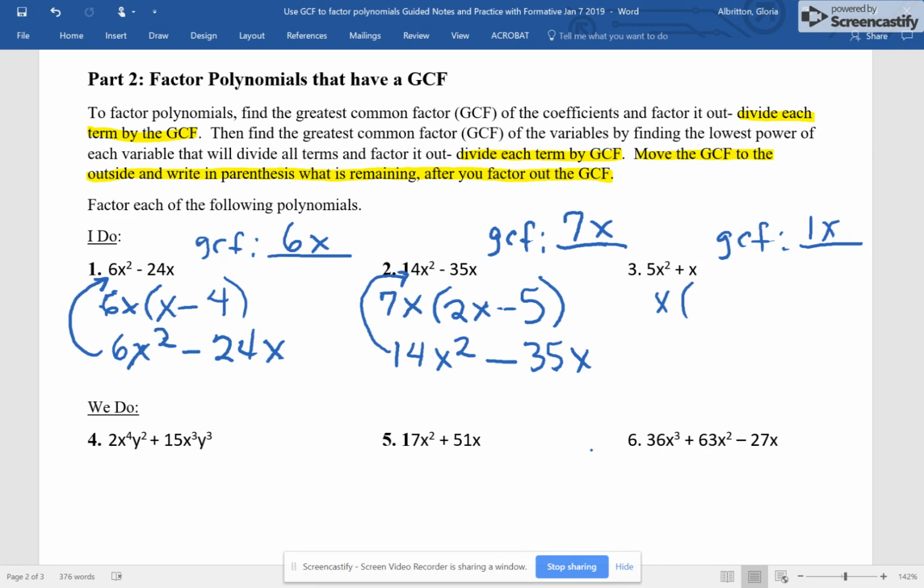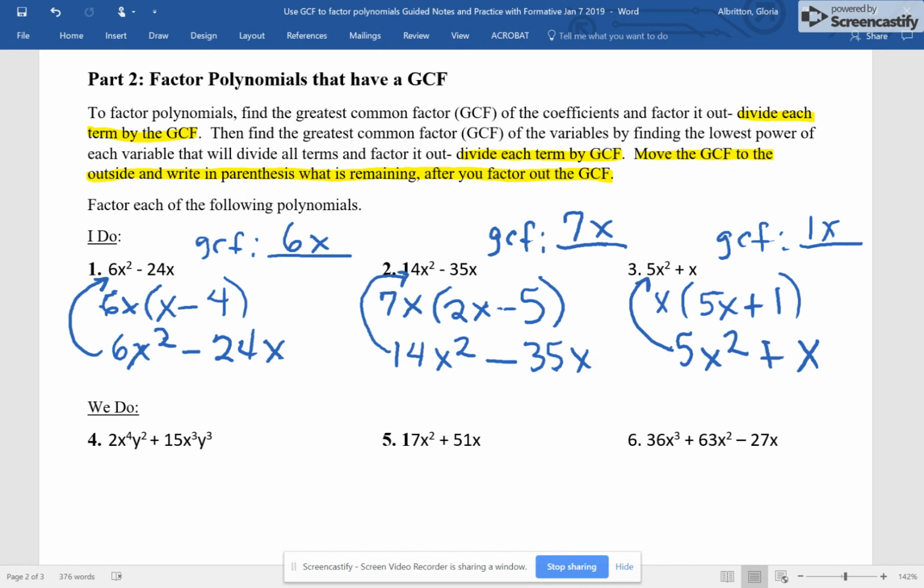So if I pull an x out of 5x squared, I have a 5 and an x left. Plus, if I pull an x out of x, it's just a 1 left, because remember, I can write it as 1x. I can check this by doing x times 5x, that's 5x squared, plus x times 1 is x. And see, I've got the exact same answer right back, so I know that I did it correctly. Easy way to check your answer.